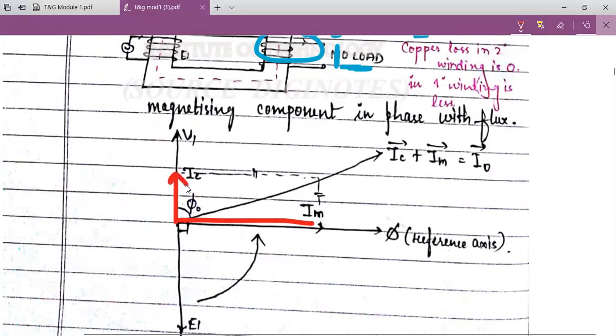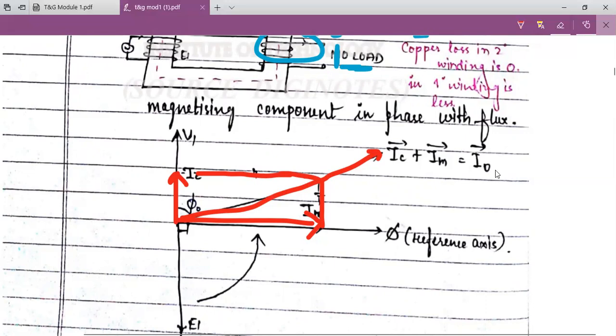So how will we be adding Im and IC? From the tip of IC, draw a line parallel to the Im. Similarly, from the tip of Im, draw a line parallel to the IC. This is nothing but your vector addition. So here you get I naught, which is Im plus IC.